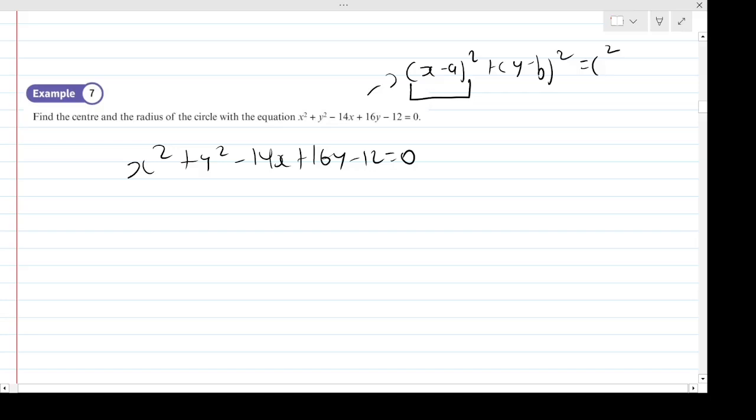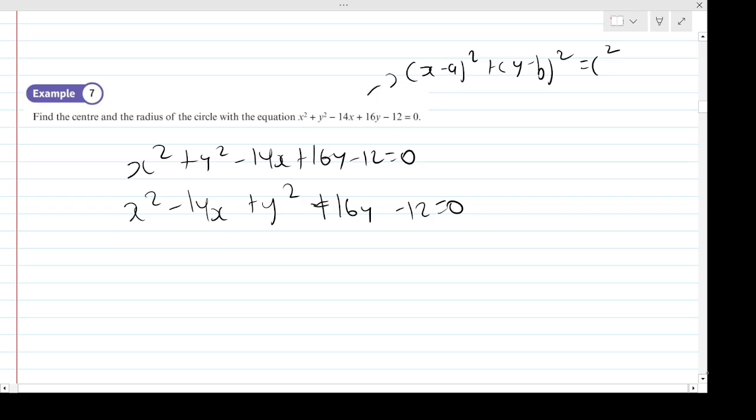Remember we had a quadratic equation. I mean, it kind of does look like a quadratic, right? We have a quadratic in x, right? We have x squared plus minus 14x. In fact, let's move the x's to one side, so we have x squared minus 14x. Then the y part, so y squared plus 16y minus 12 equals 0. Well, it looks like an x squared quadratic and a y squared quadratic.